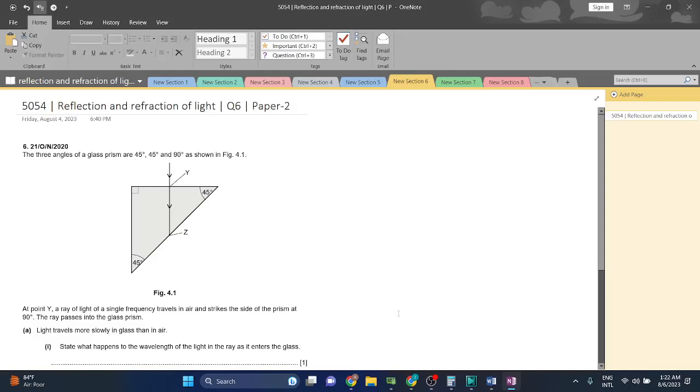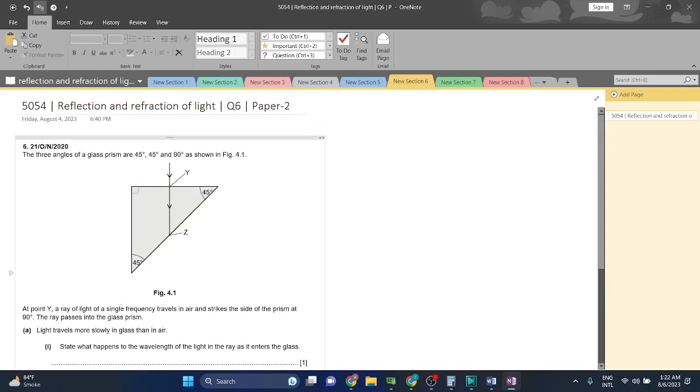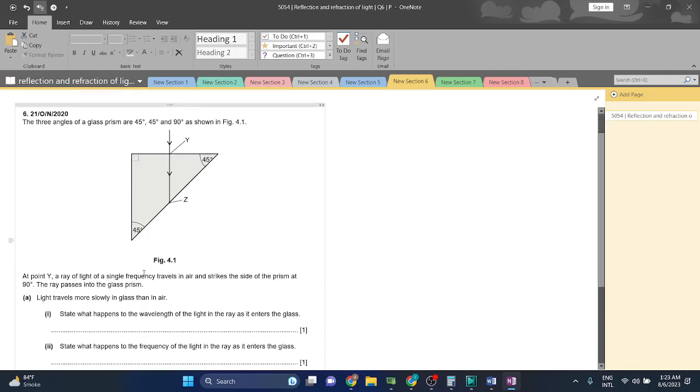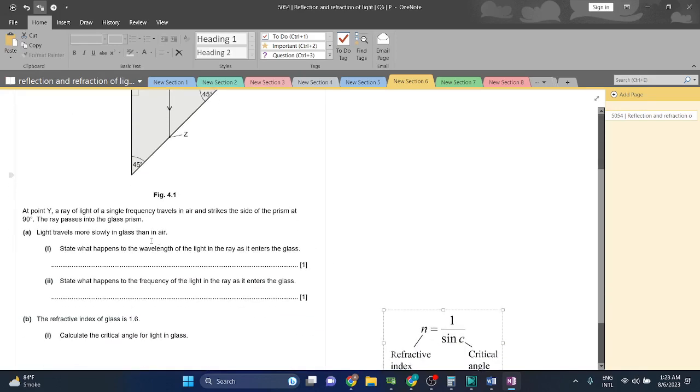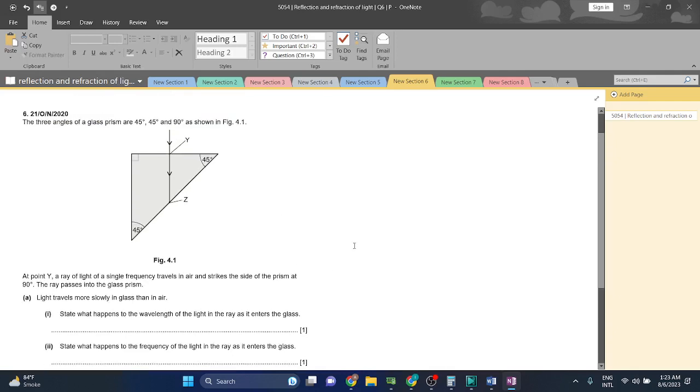Let's start. Question 6. Three angles of a glass prism are 45, 45, and 90 degrees as shown in figure 4.1. At point Y, a ray of light of a single frequency travels in air and strikes the side of the prism at 90 degrees. The ray passes into the prism. The light travels more slowly in the glass than in air. State what happens to the wavelength of the light in the ray as it enters the glass.